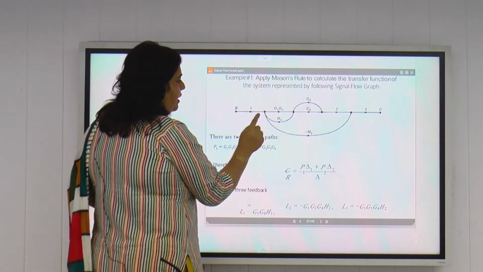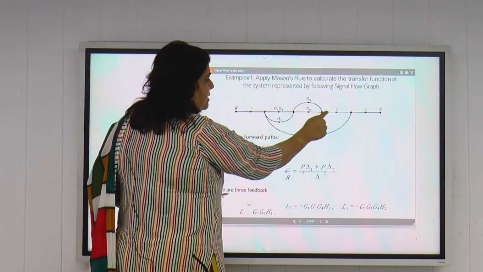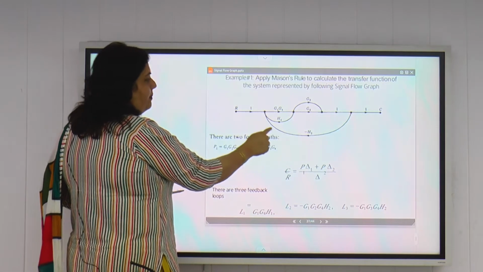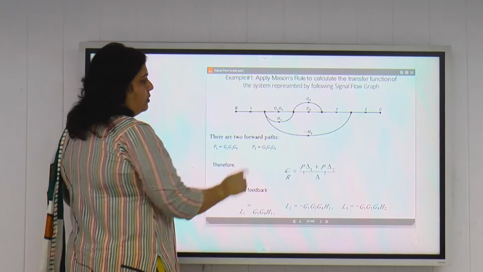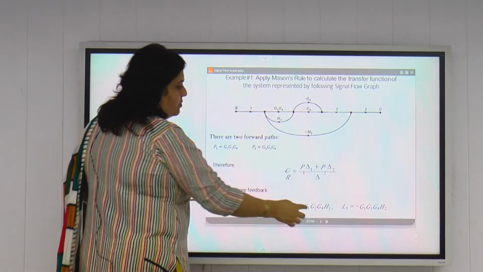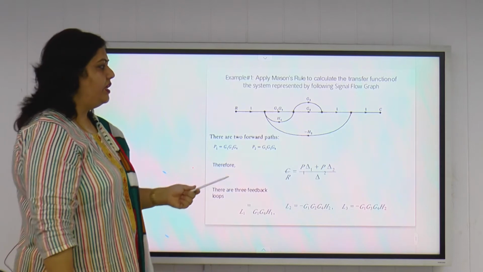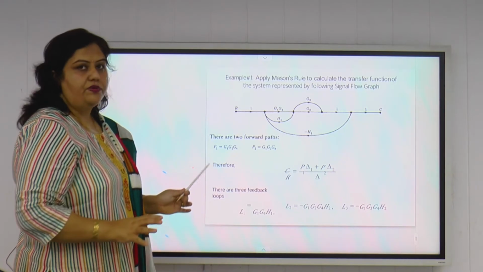Next loop: we start from this node, we go to this, then to this, then to this, then through this feedback path we again come to this node. So the transfer function will be G1, G4, G3, 1 into minus H2. So L3 will be minus G1, G3, G4 into H2. So there are three loops. These are the three loops we identified.